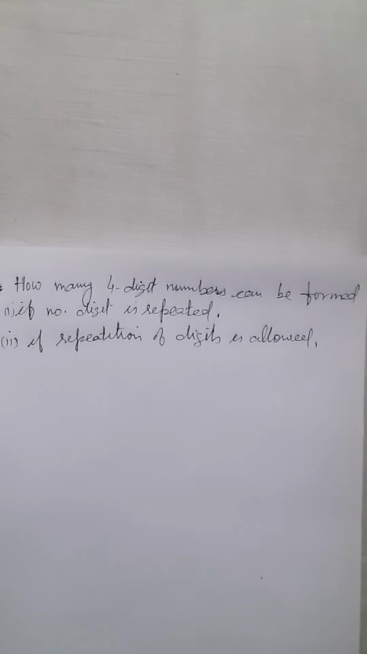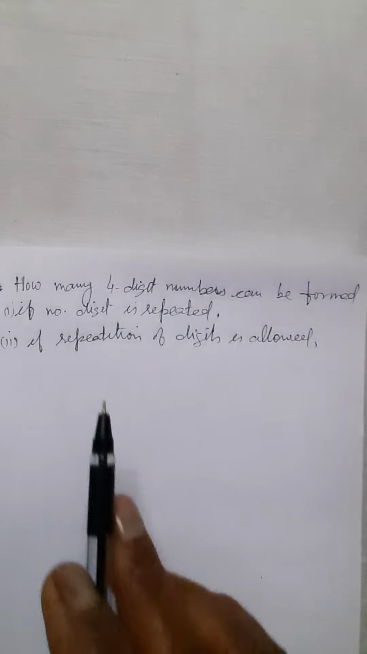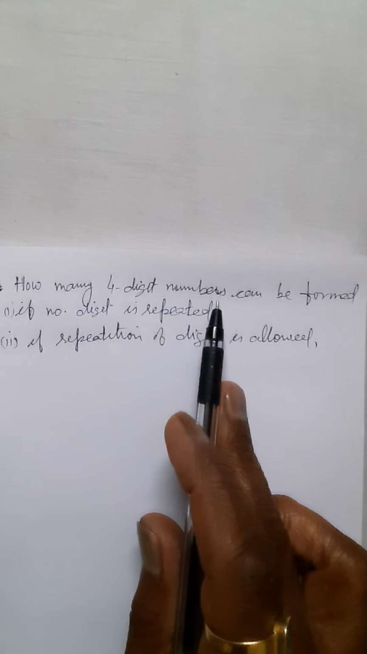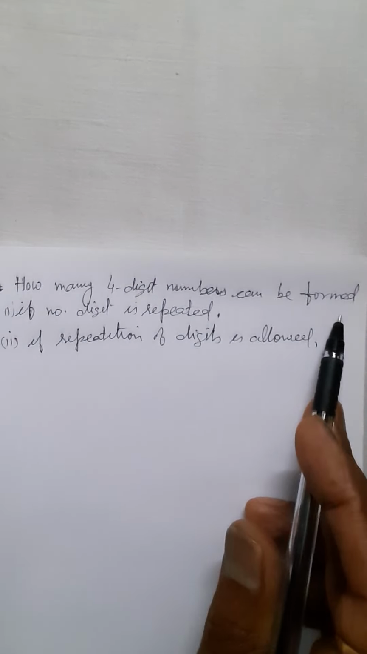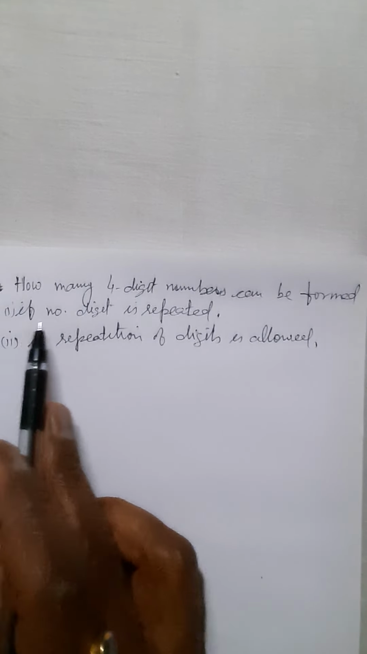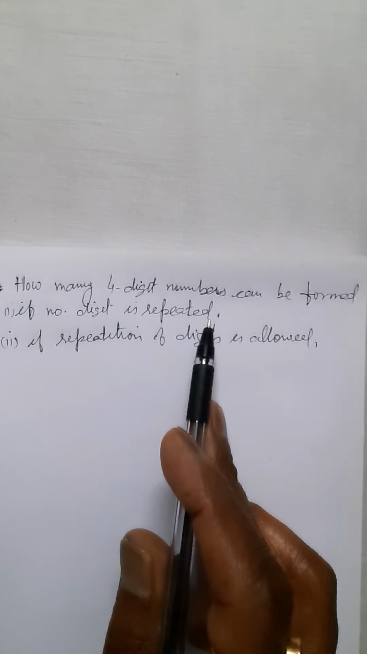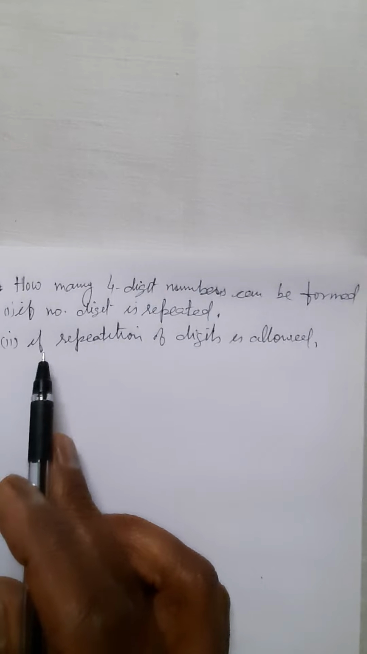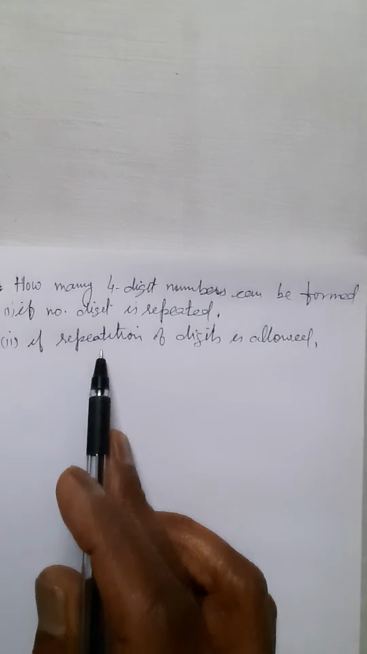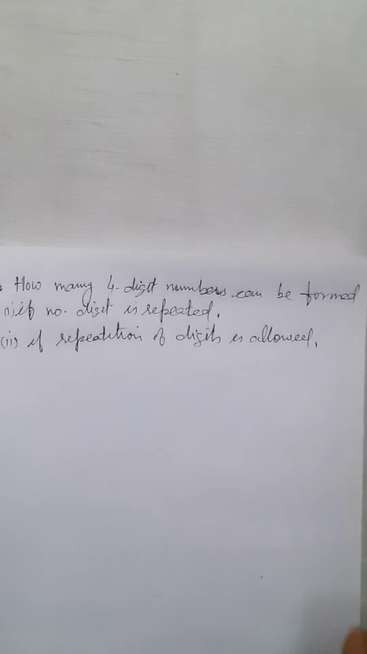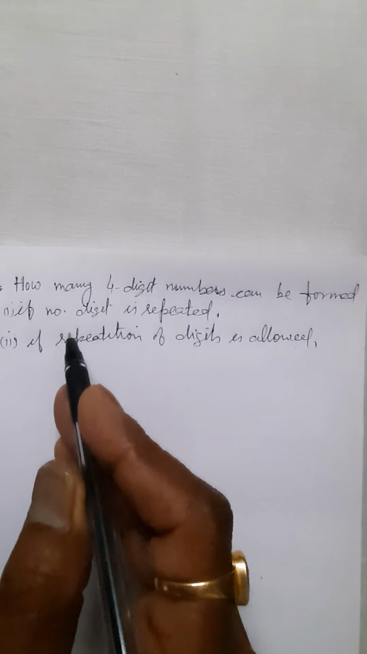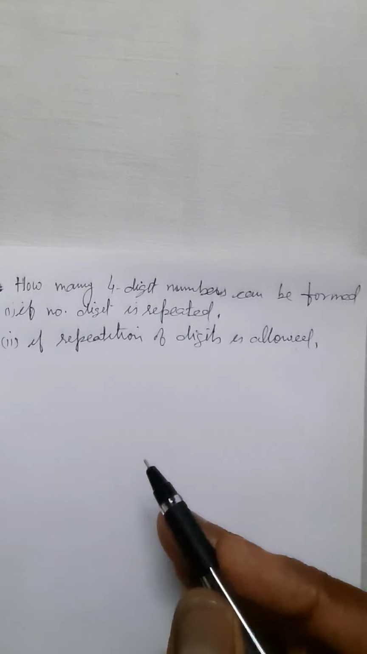आज मैं आपको परमुटेशन से एक और क्वेश्चन एक्सप्लेन कर रहा हूँ और क्वेश्चन है हाउ मैनी 4 डिजिट नंबर्स कैन बी फॉर्म्ड इफ नो डिजिट इज रिपीटेड एंड सेकेंड केस ऑफ दिस क्वेश्चन इज if repetition of digit is allowed. So first take the no digit is repeated.